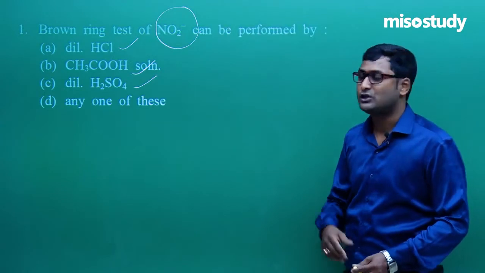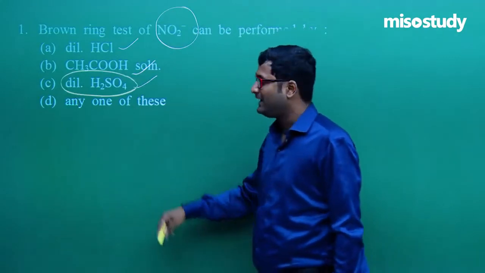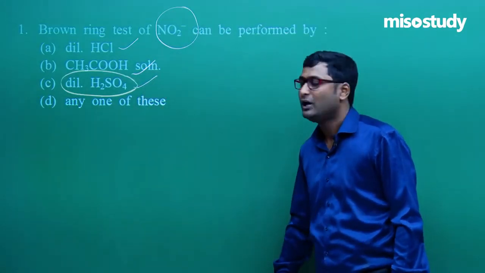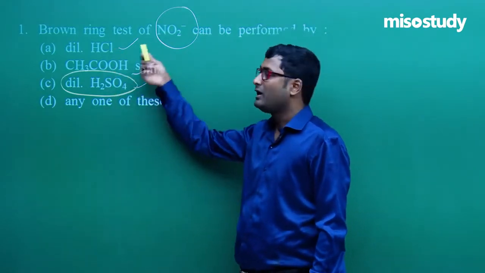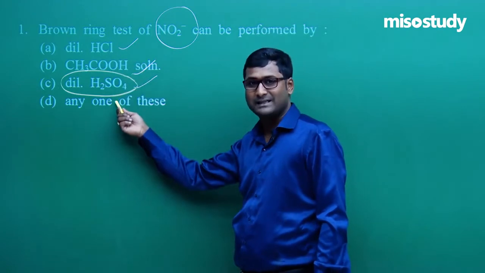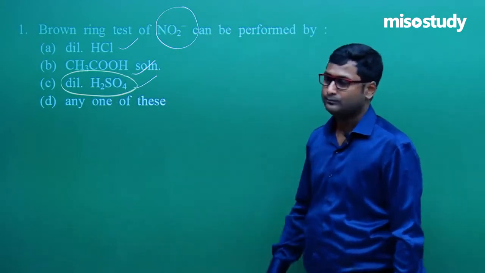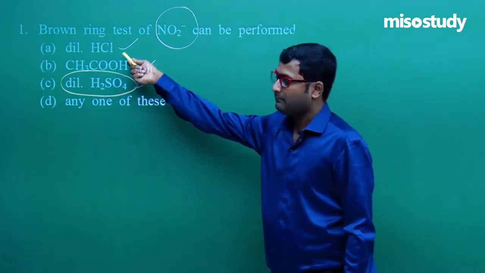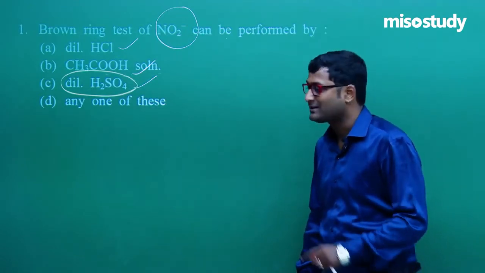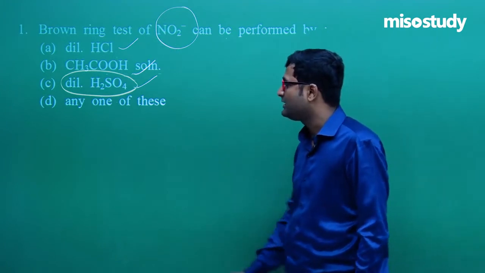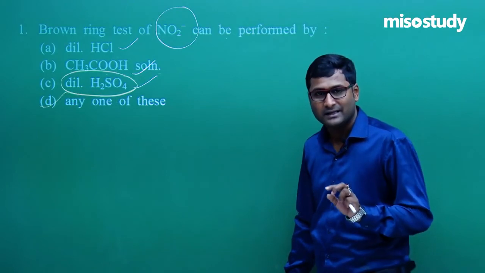Sometimes you feel, because during my lecture I used only dilute H2SO4, and I didn't use CH3COOH and dilute HCl, so you can say C is the correct option. No, these are all acids, so protonation takes place easily. So not only H2SO4 but HCl also can be used, CH3COOH can also be used. So in this case, not option C, the option is D, any one of these. Clear friends? Is it clear to you?